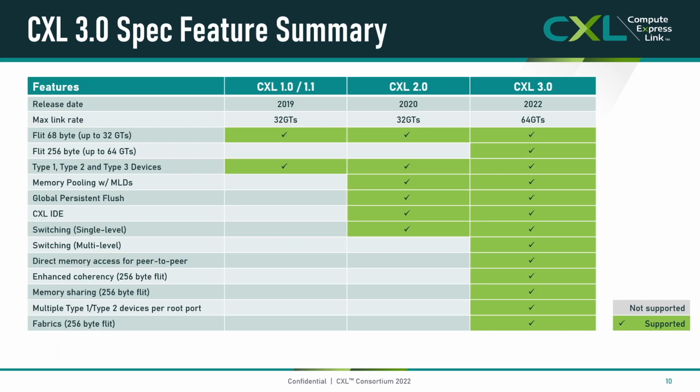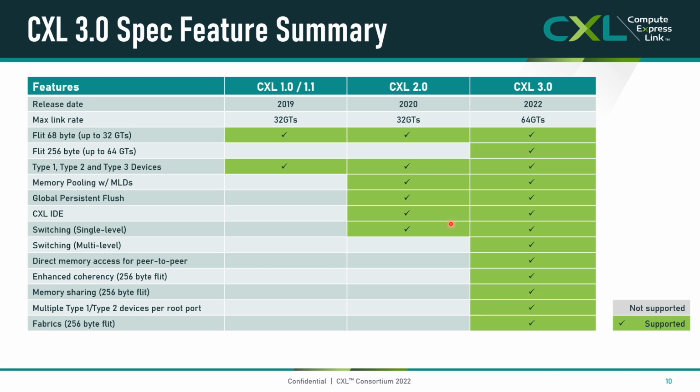This chart shows a summary of the evolution of major features over CXL generations. So 1.1, which was the very first rev of CXL, was introduced back in 2019. That specification aligned with a 32 gigatransfer per second data rate with a 68 byte FLIT, and that's when we introduced the Type 1, Type 2, and Type 3 devices. With CXL 2.0, the spec matured quite a bit. We introduced for the first time concepts of memory pooling, support for persistent memory, link security, as well as first-level switching.